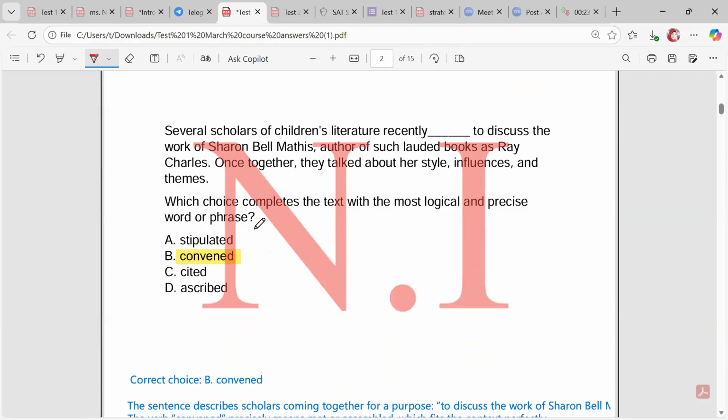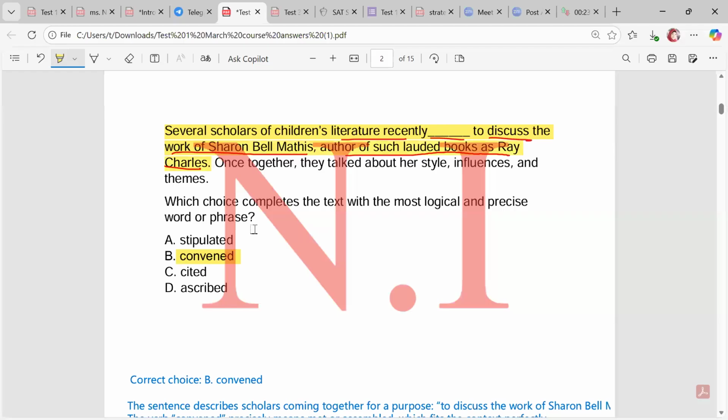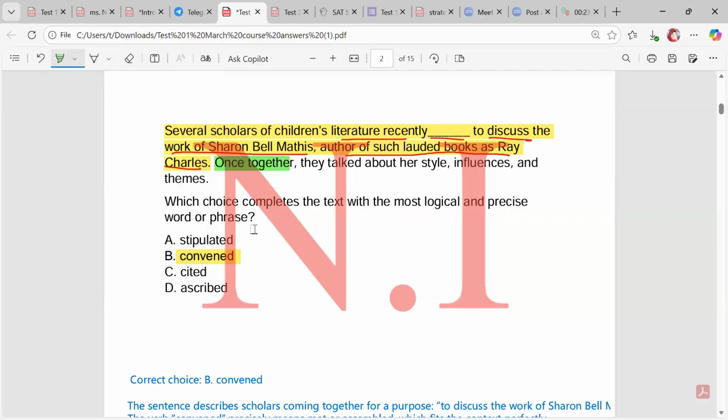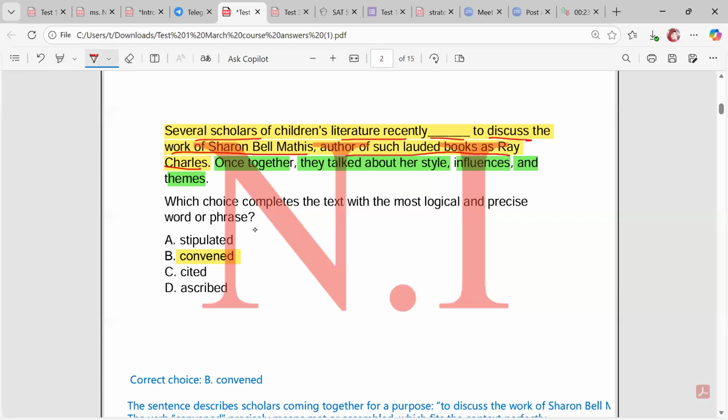Several scholars of children's literature recently to discuss the work of Sharon Bell Mathis, author of such loaded books as Ray Charles. Okay, this is the complete sentence. The other sentence is missing something. Once together, they talked about hairstyle, influences, and themes. So several scholars recently what? To discuss the work of Sharon Bell Mathis.